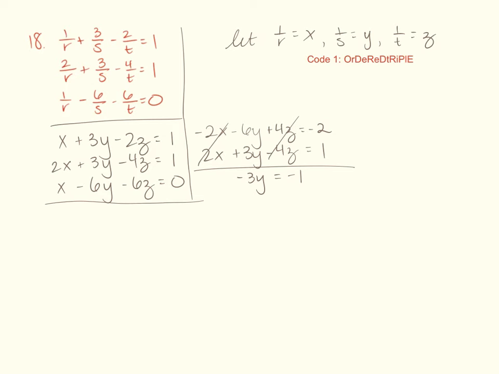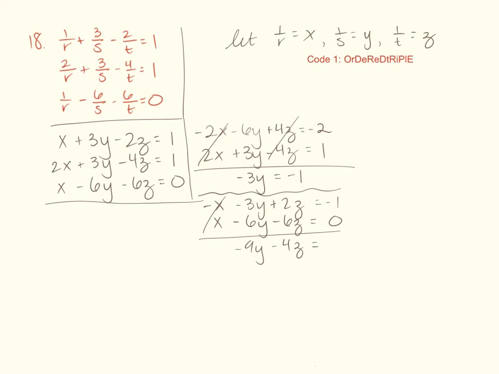So then I'm going to transform my first equation by multiplying it by negative 1. So I get negative x minus 3y plus 2z is equal to negative 1, and solve that with the third one. So x minus 6y minus 6z is equal to 0. So the x's cancel out, and I'm left with negative 9y minus 4z is equal to negative 1. This equation that we just did is going to be my new second, and the first one we did is going to be my new third, so we can get that triangular shape again.